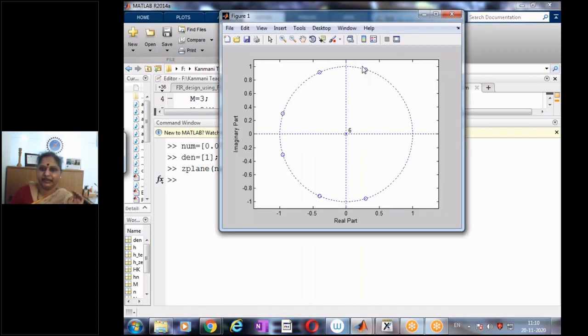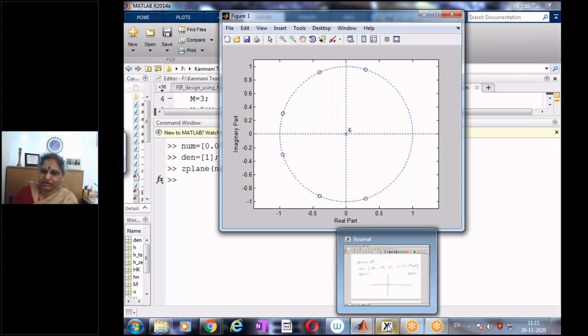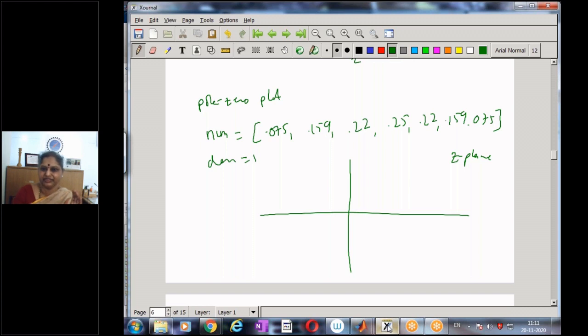So this is what I have. I have 1, 2, 3, 4, 5, 6 zeros located here. And what was my cutoff? I have designed my cutoff as pi by 4. So my cutoff lies here. This is my cutoff, plus pi by 4, minus pi by 4. So this is my cutoff frequency of my low pass filter, and all my zeros are located on the unit circle, and they are in this manner. And we have 6 poles, all poles located at the origin. So since the poles are within the unit circle, the system is stable. But of course, all FIR filters are stable.